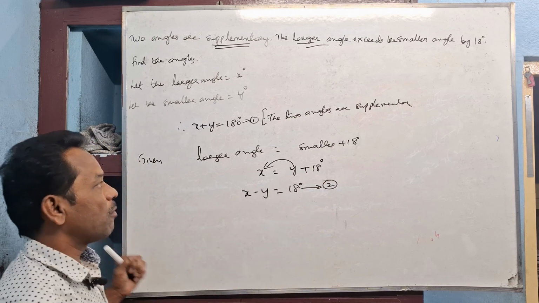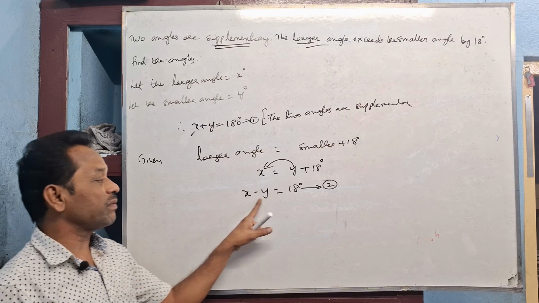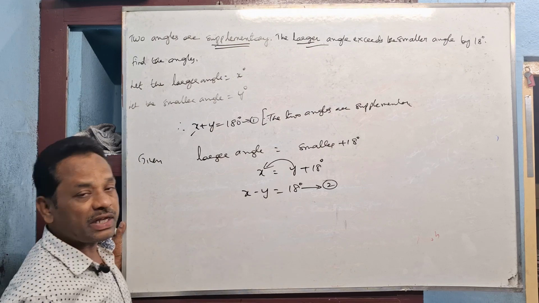Now we have two equations. The first one is x plus y equals 180 degrees, and the second one is x minus y equals 18 degrees. Let me solve these two equations by the elimination method.